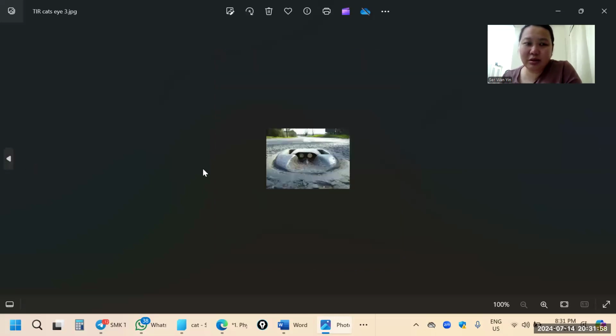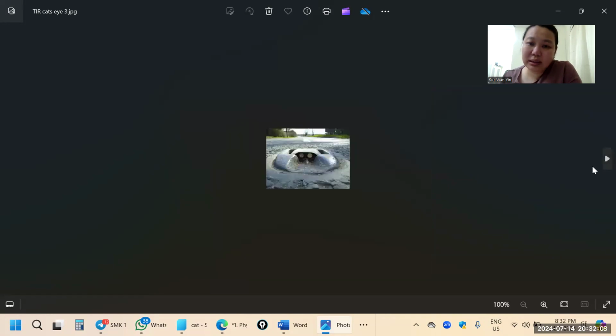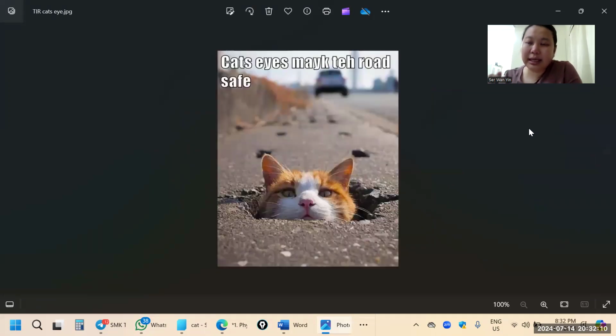By the way, this is called cat eyes. We put it on the road lines, Form 4, Chapter 6. Cat eye, total internal reflection. Cat eyes, cat eyes. Okay.